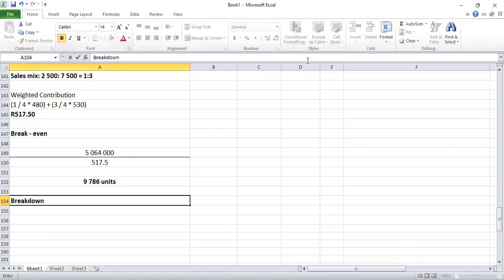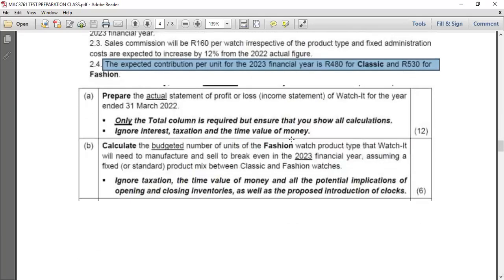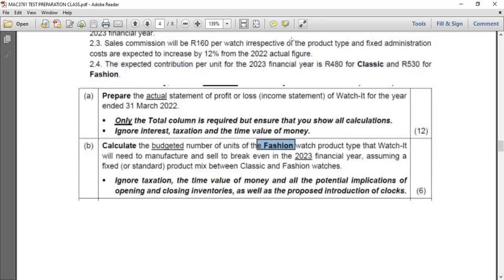On our question, they only wanted fashion. So you were supposed to calculate just the one for fashion, but they said calculate the budgeted number of units for fashion. So please, if they ask you like this to calculate the break even for fashion, you still have to involve classic, as long as they sell various products. So there's no way that you can determine that fashion without involving classic, right?